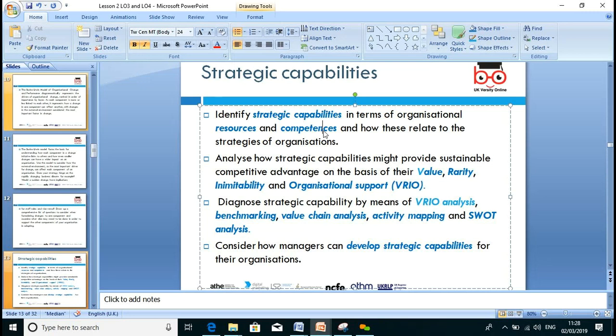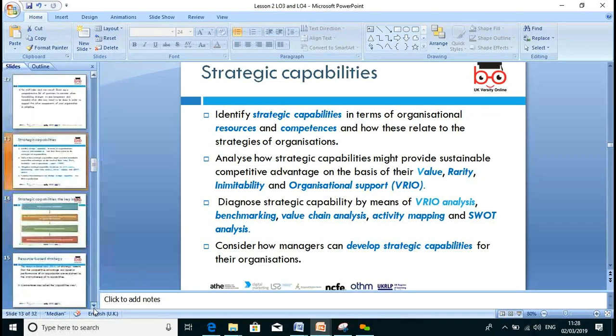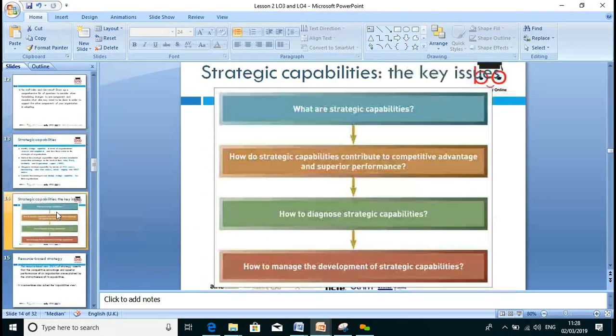Okay, the next model is the VRIO model, which is value, rarity, inimitability and organizational support. We need to look at what is required to implement the change. We can go through SWOT analysis as well: what are the strengths, weaknesses, opportunities and threats. We need to conduct this to implement the change.